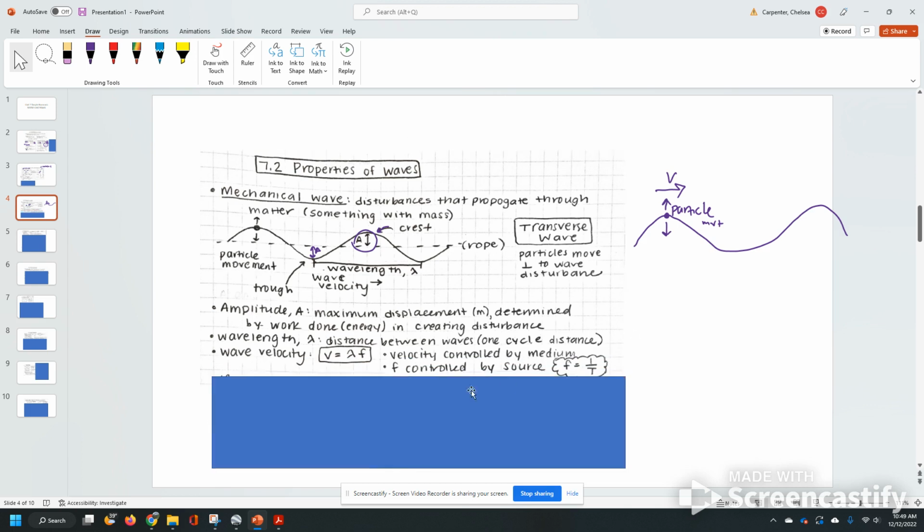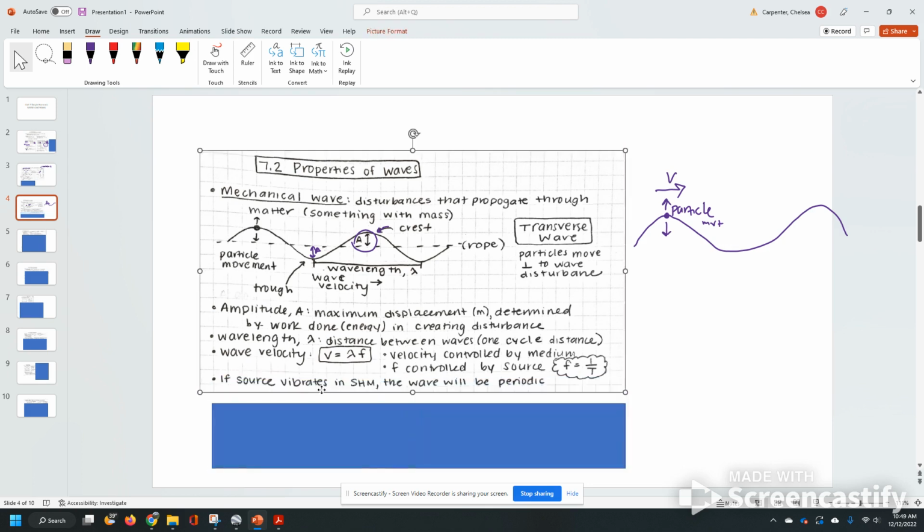And then we can also measure the wave velocity, which is the wavelength times the frequency. And this is controlled by the medium. So in the case of an ocean wave, it's determined by the water itself. The frequency is controlled by the source of the wave.